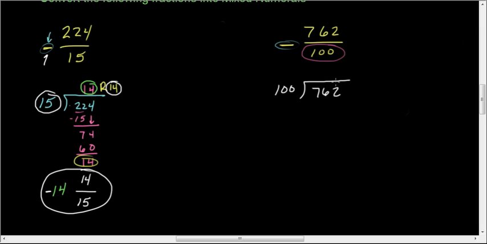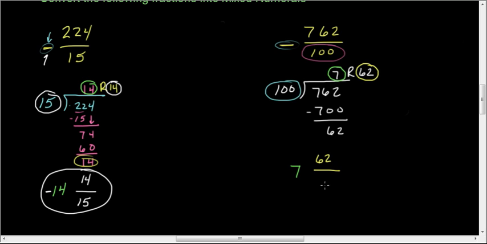Well, 100 goes into 700 7 times. 7 times 100 is 700. I subtract out, I get 62. 62 is smaller than 100, and so therefore I have a remainder of 62. Now, rewrite this the same way. My integer becomes my new integer for my mixed number. My remainder becomes my new numerator, fraction bar, and my divisor becomes my new denominator.